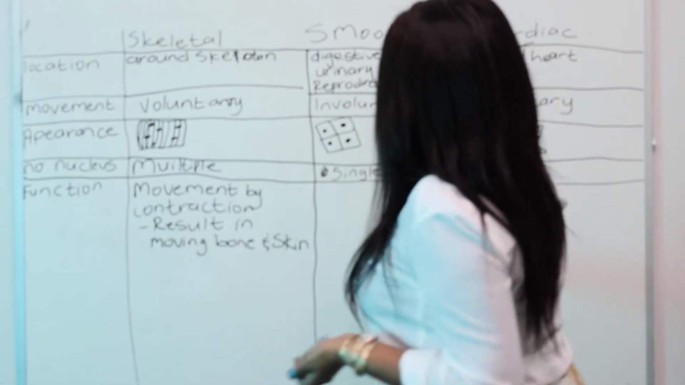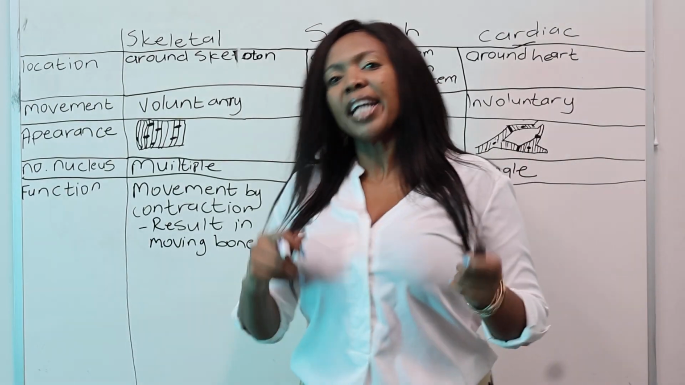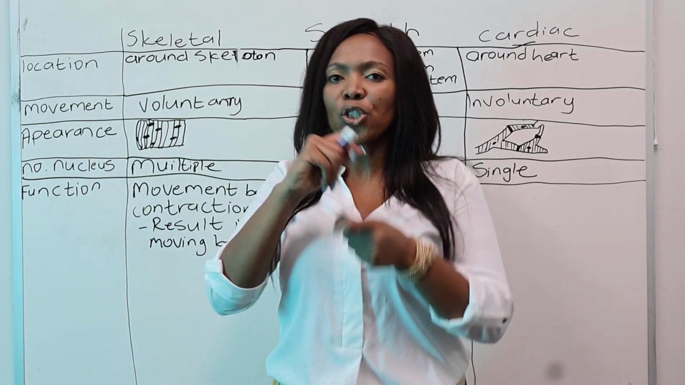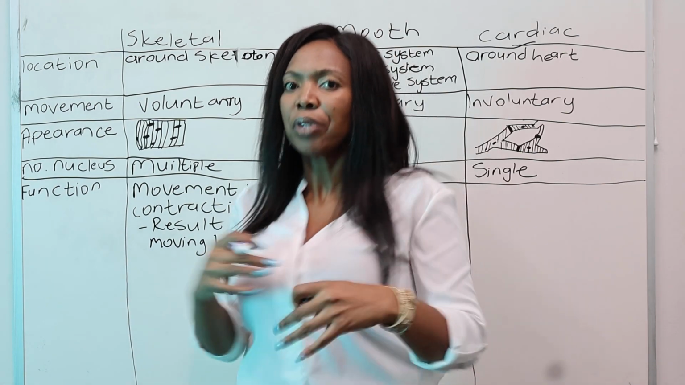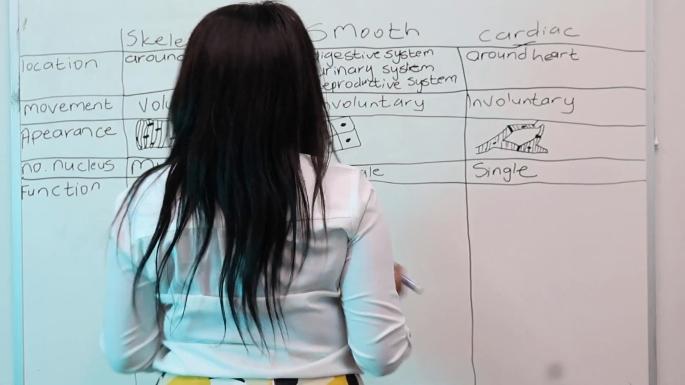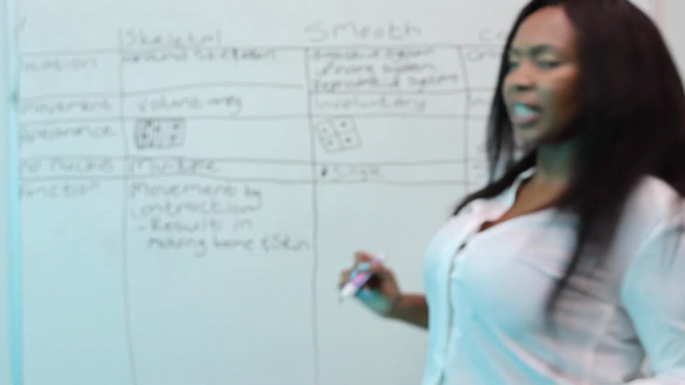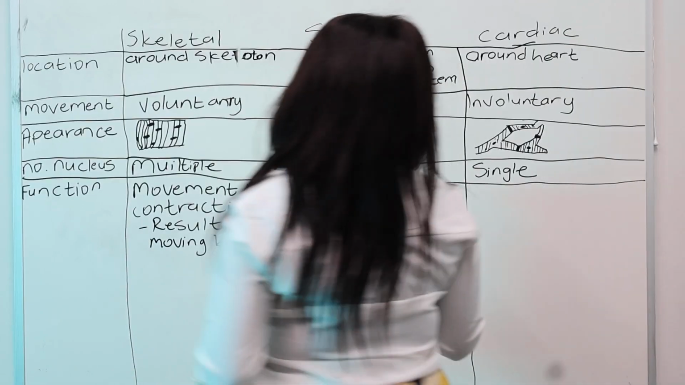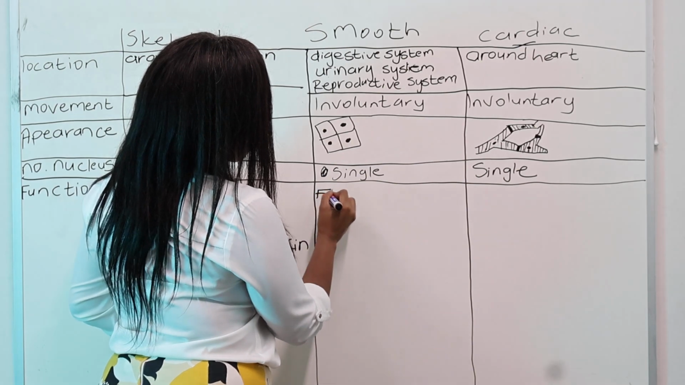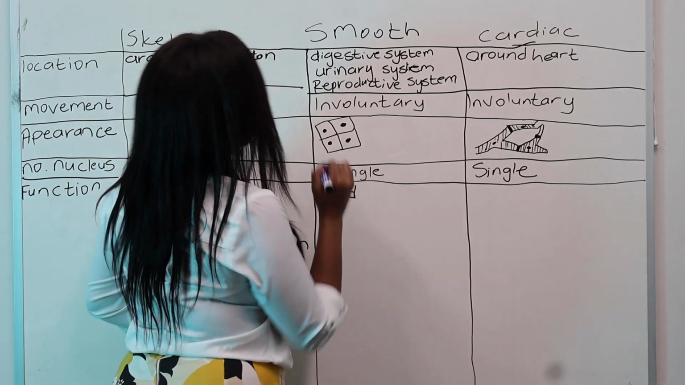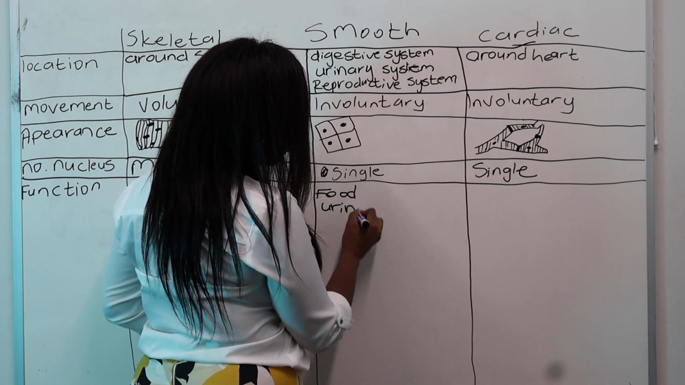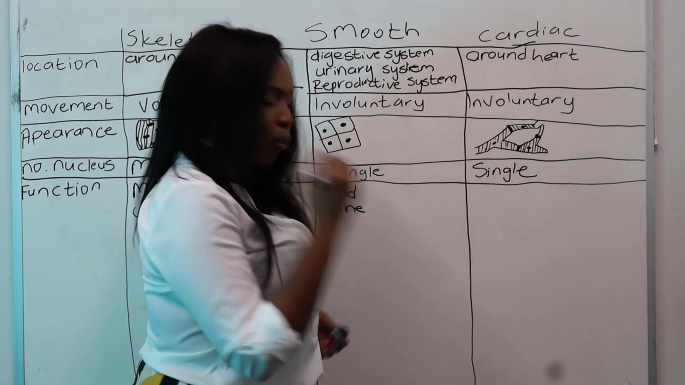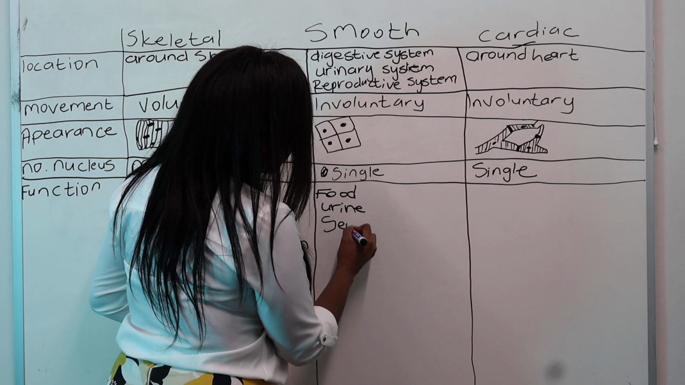Then the smooth muscle is mainly for fast tracking the peristalsis movement. We said it's found in the digestive system. So it helps with the movement of the food. It helps with the movement of the urine. It helps with the movement of the semen.